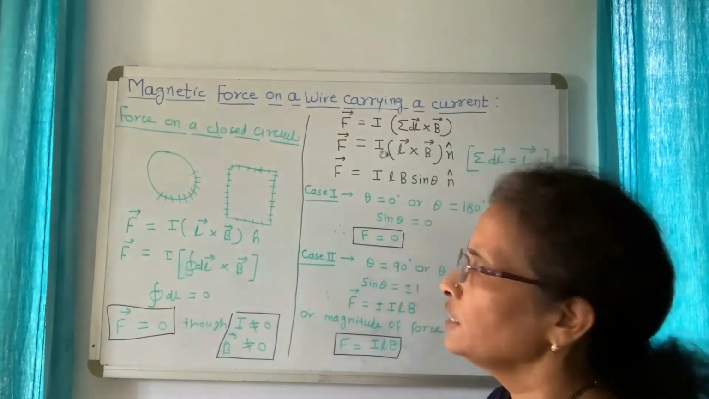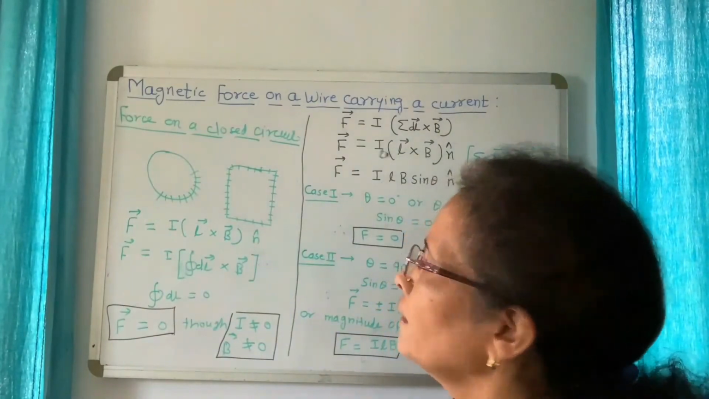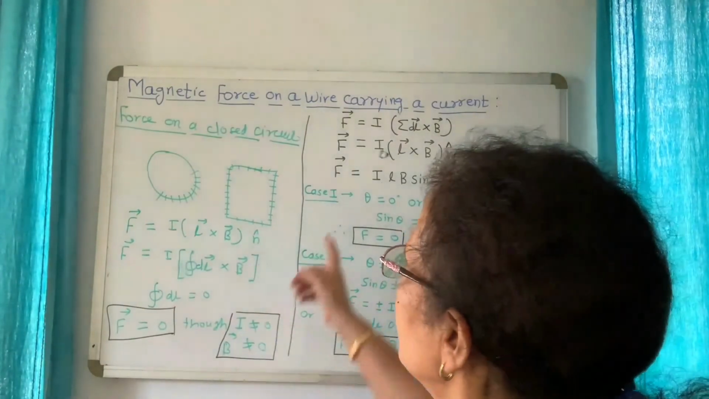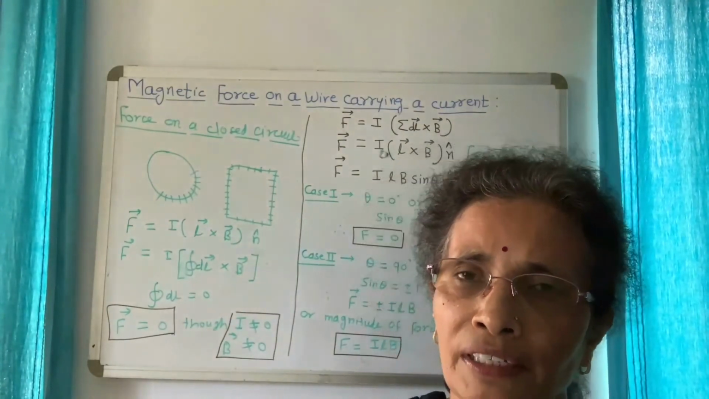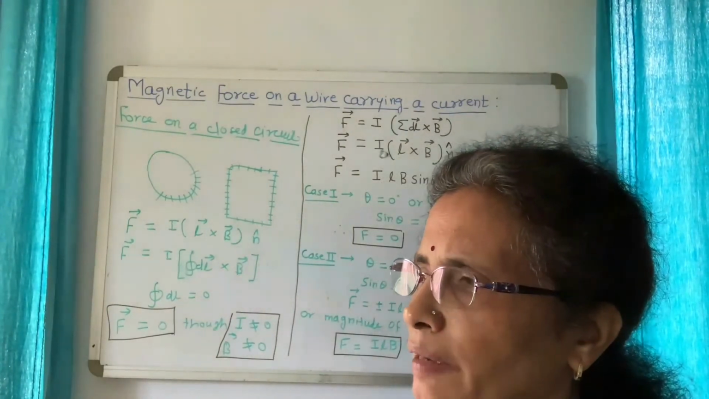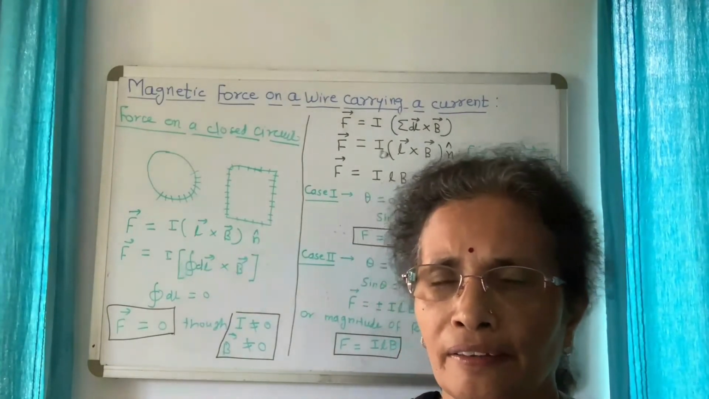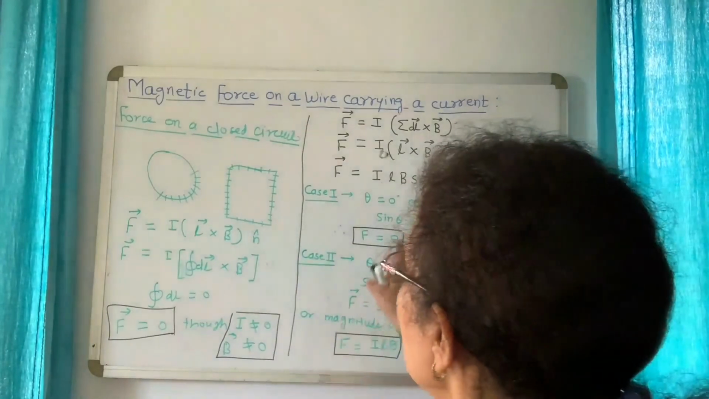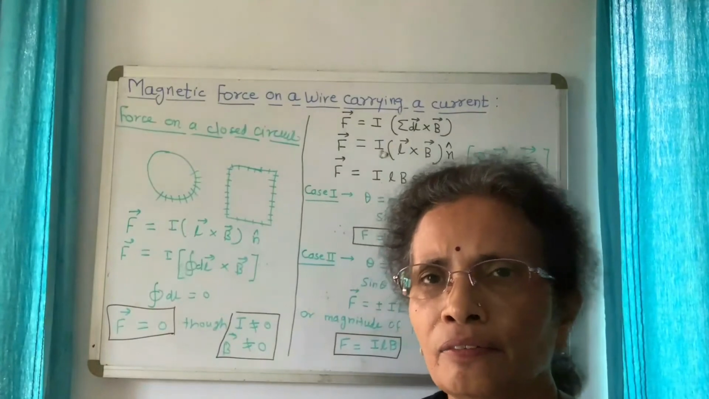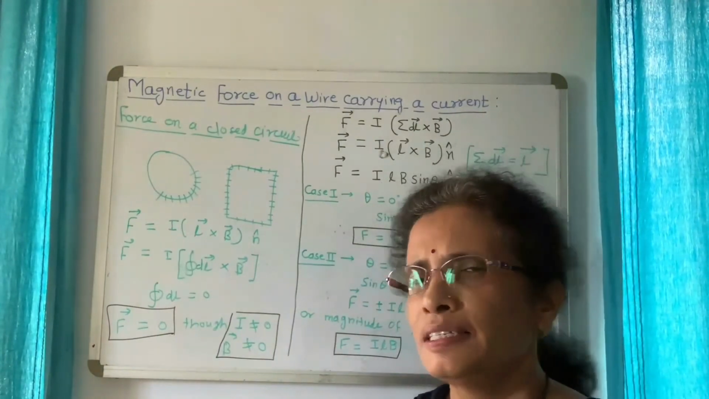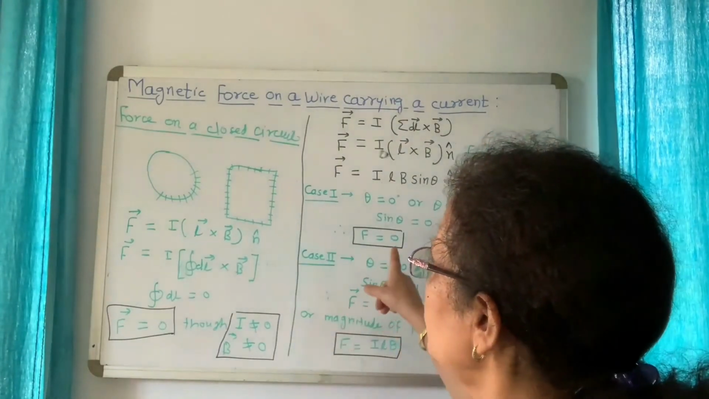So these are the situations. The magnetic force acting on a straight wire is given by ILB sin theta. The maximum force is when the conductor is placed at an angle of 90 degrees or 270 degrees with the magnetic field, and the magnitude of the force is ILB. The minimum force for a straight conductor is when the conductor is placed parallel or anti-parallel to the field, and the minimum force is equal to 0.